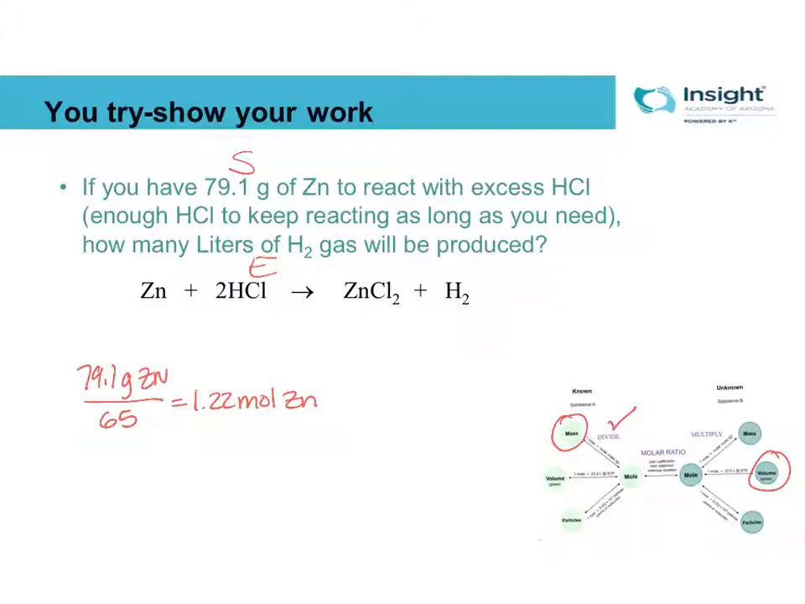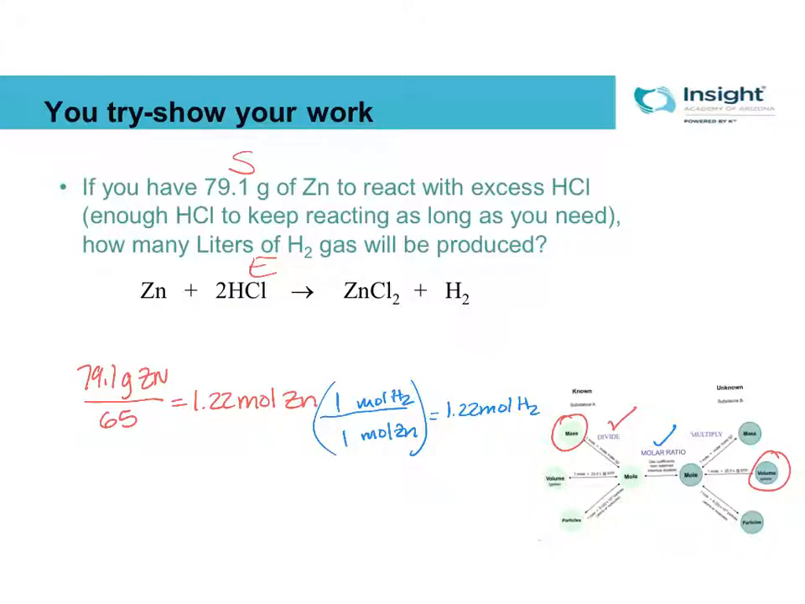Next step is molar ratio. I'm going to put moles of zinc on the bottom so I can cancel it out. I need to get to hydrogen, so it's going to be moles of hydrogen on top. Based on my balanced reaction, zinc is 1, hydrogen is 1. That's an easy calculation for me. That means I'm going to have 1.22 moles of H2.